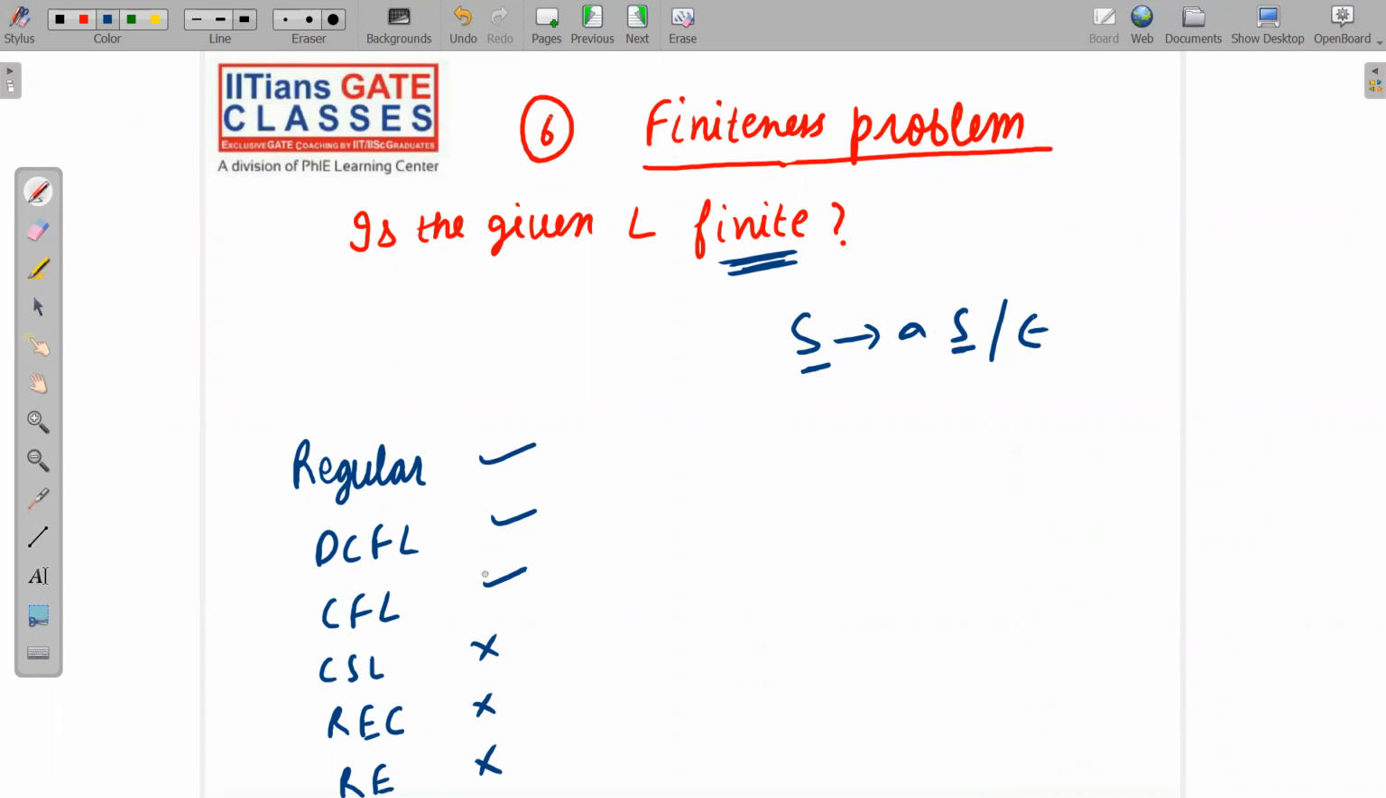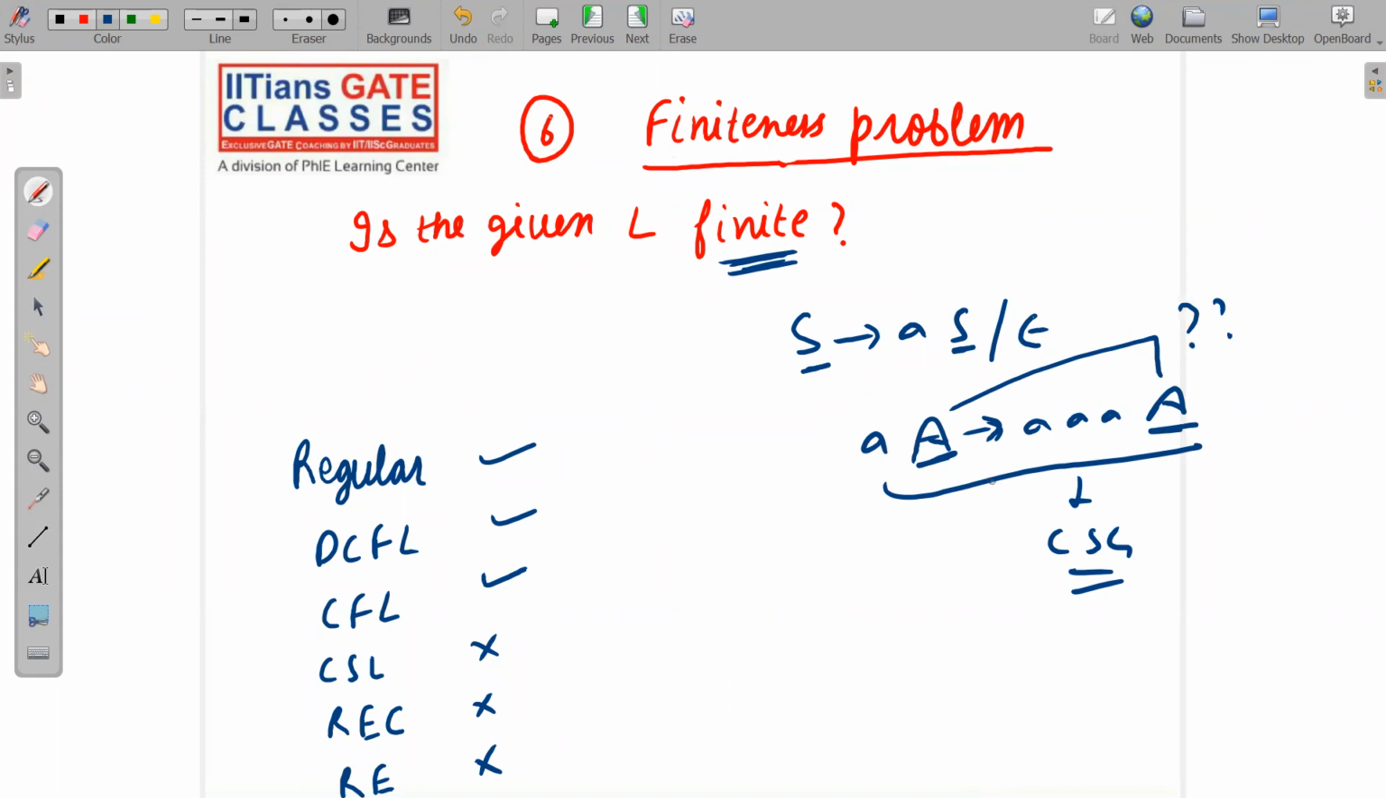Up to CFL, we will be able to guess like this, but for CSL, we may not be able to guess. You may argue, sir, see here, you can say A is giving us A like this. Obviously there is a recursion, and this is a move of a context sensitive grammar. So you may say that the language will be infinite, but we do not know whether this A is useful or useless. If this A was useless, then obviously this recursion is meaningless, so it won't produce any string. That's it. I have just given you a hint, and these hints are really not required.